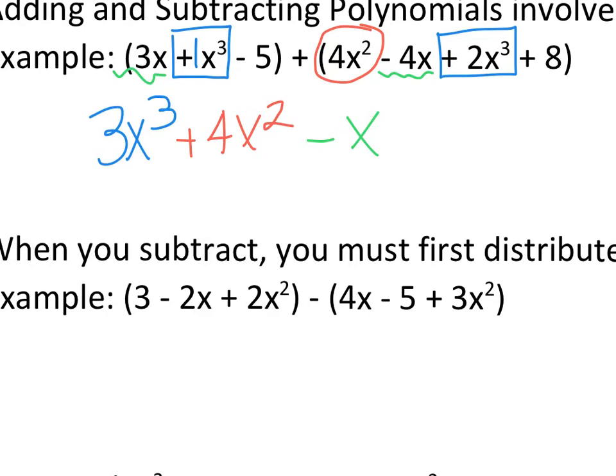And then looking at my integers, I have a negative 5 here and a positive 8 here. So those are going to combine to give me a positive 3.